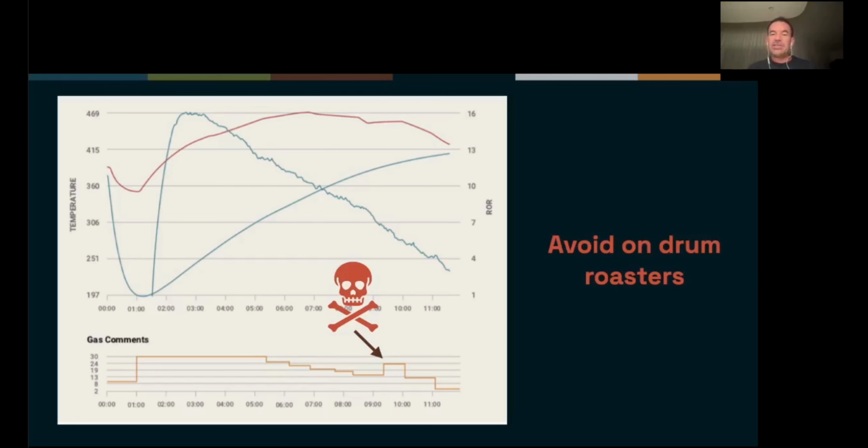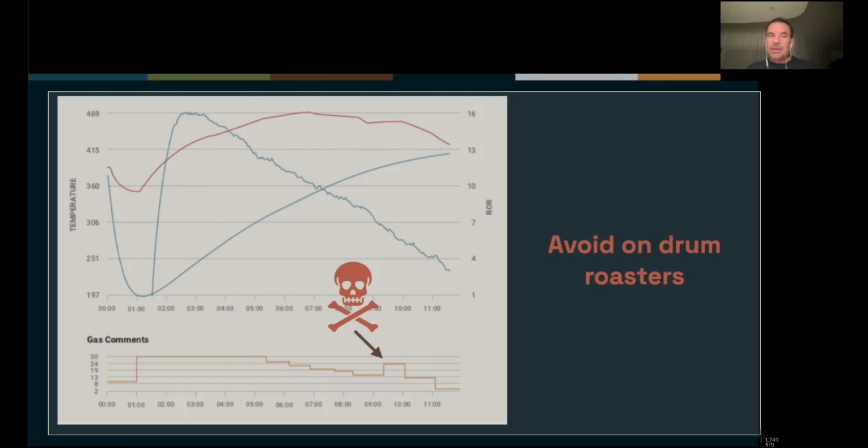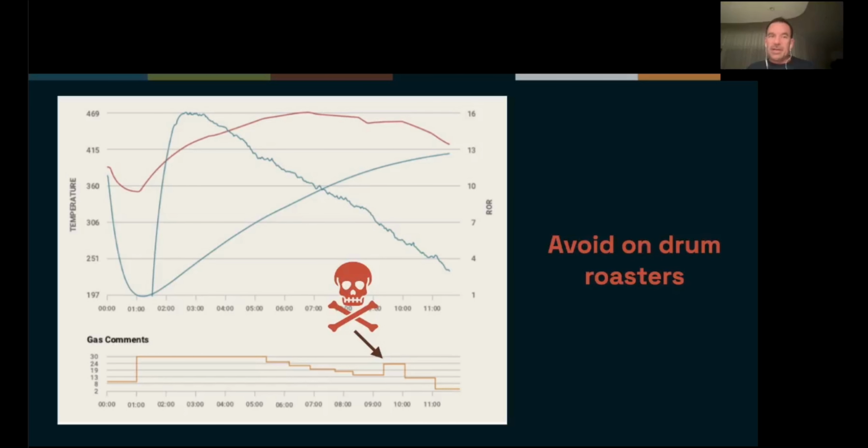It's just not necessary. You should be able to get a good result without increasing the gas during first crack. I think it's just a bad idea. It's never necessary and always a bit of a risk.